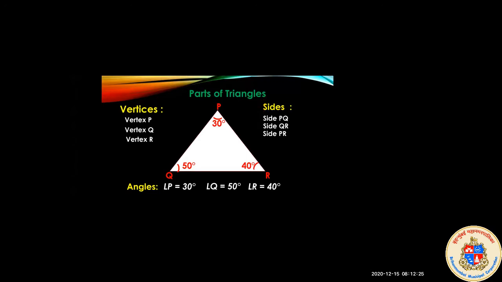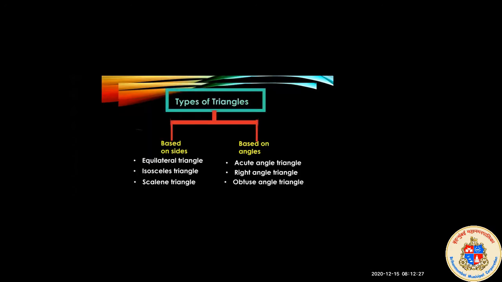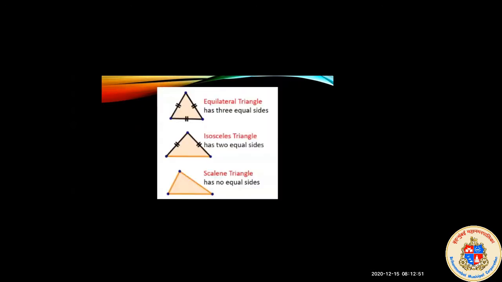Yes. Now, as we studied yesterday, the types of triangles are based on sides and based on angles. So, based on sides are equilateral triangle, isosceles triangle, and scalene triangle. And based on angles are acute angle triangle, right angle triangle, and obtuse angle triangle. Let's do the revision on this.